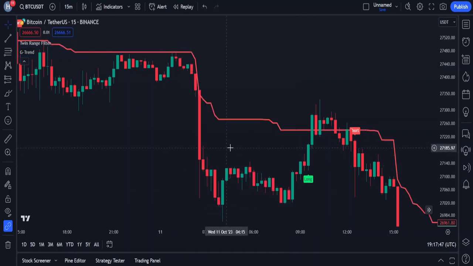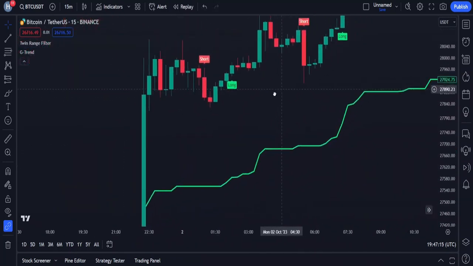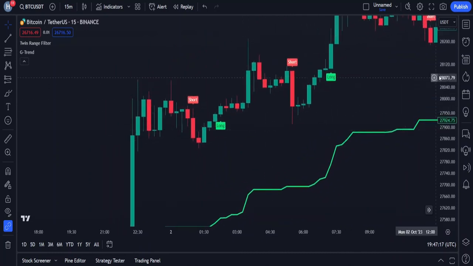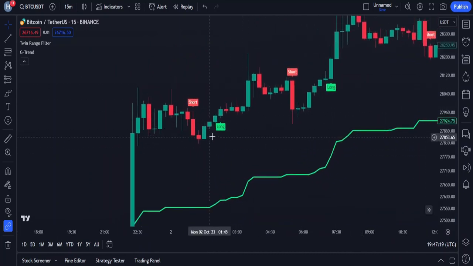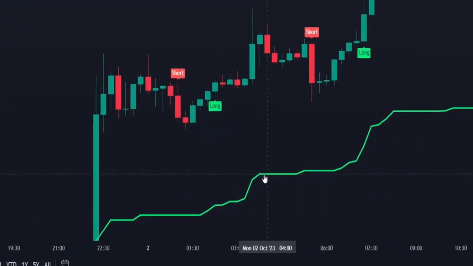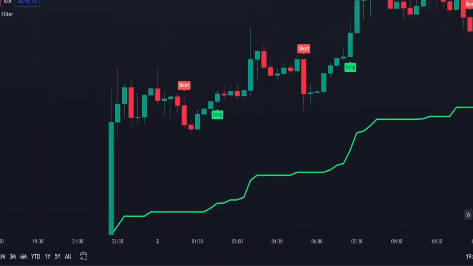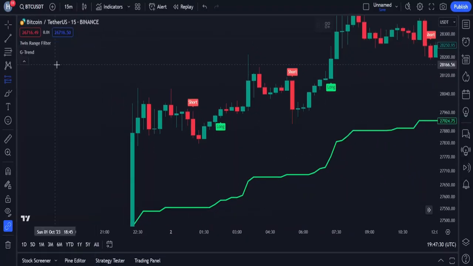So the settings for this indicator are done. This indicator does a lot by helping us detect fake signals. This is how we use this indicator. The trend of the market is upward if the price is above the G-trend indicator, and also the color of the G-trend graph is green. In these conditions, we should only enter buy trades and we avoid entering sell trades.